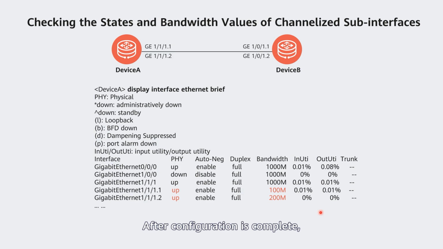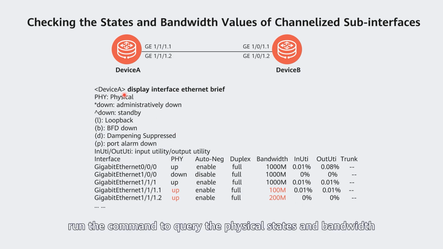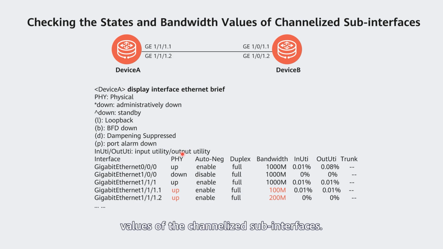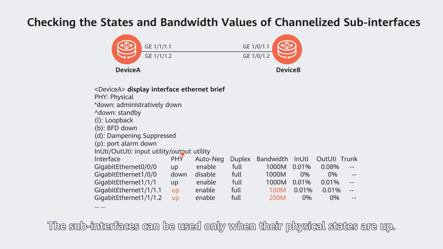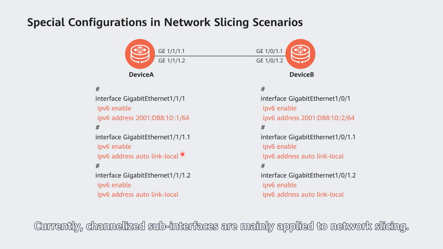After configuration is complete, run the command to query the physical states and bandwidth values of the channelized sub-interfaces. If the main interface is down, the corresponding sub-interfaces are also down. The sub-interfaces can be used only when their physical states are up. Currently, channelized sub-interfaces are mainly applied to network slicing.